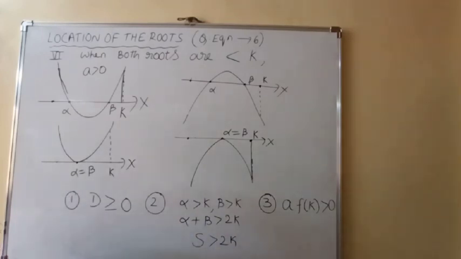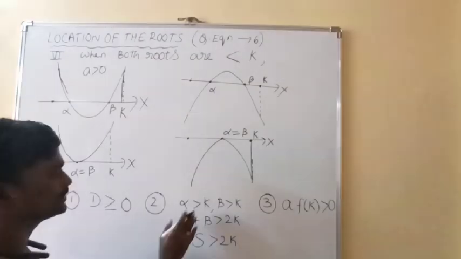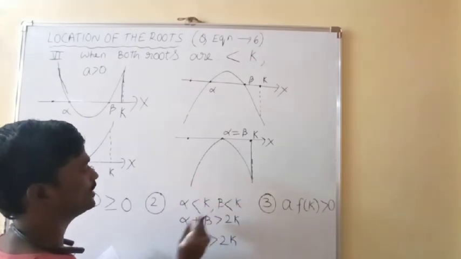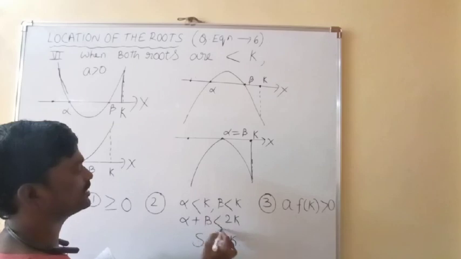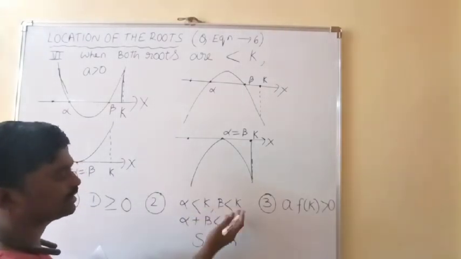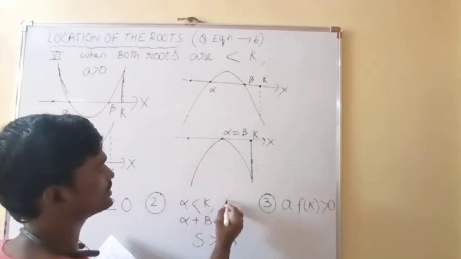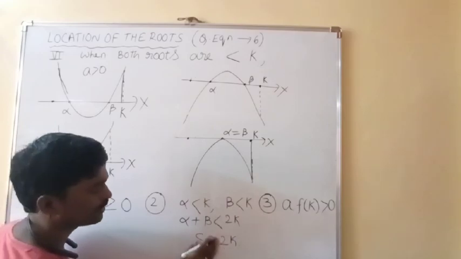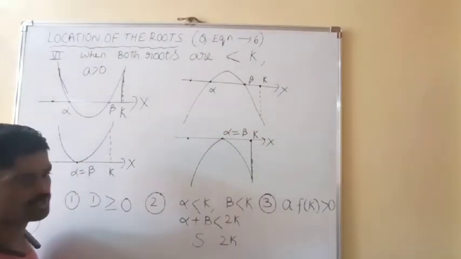So from these 4 possibilities, what can we conclude? Discriminant is greater than or equal to 0 because the roots need not be distinct. They may be distinct or equal. So discriminant greater than or equal to 0. In this case, both roots are less than k. Then the sum of the roots is less than 2k. Alpha less than k, beta less than k, so alpha plus beta is less than k plus k, 2k.